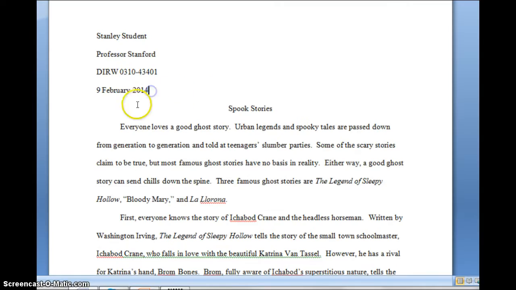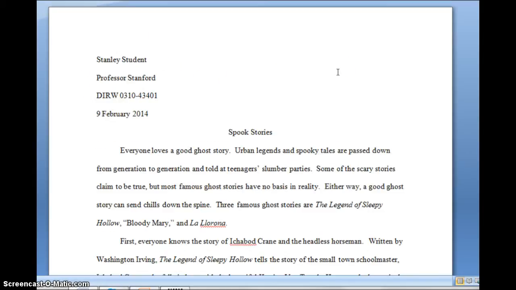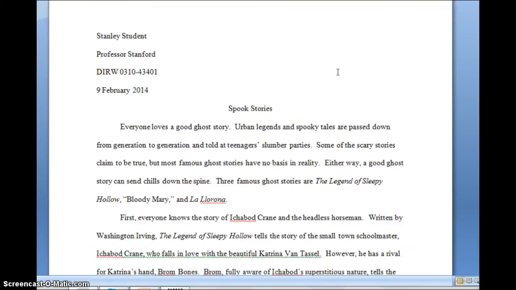Then we have the date, written day, month, year. Please be aware that it does not have any commas in it. Do not do that. That would be incorrect. It's just day, month, year. And this is MLA format, which we're going to use this semester, and you'll use in Composition 1 next semester.